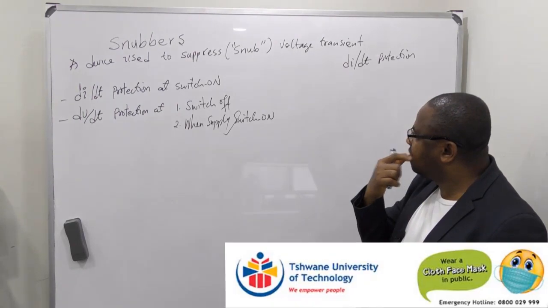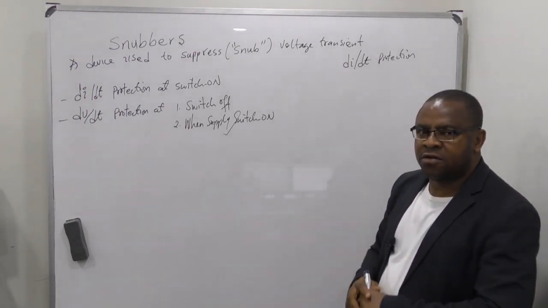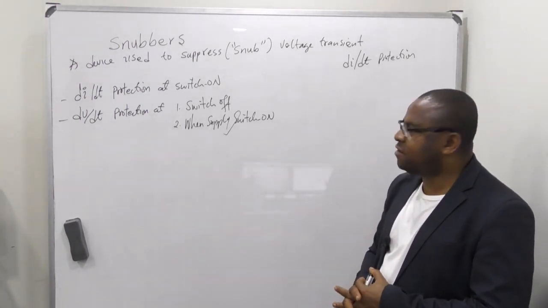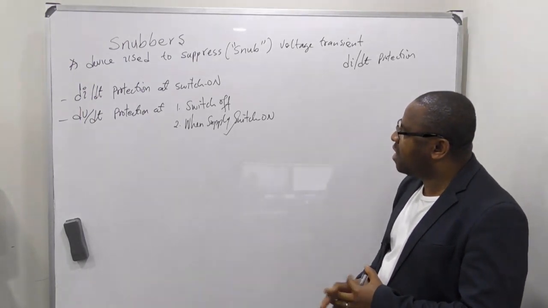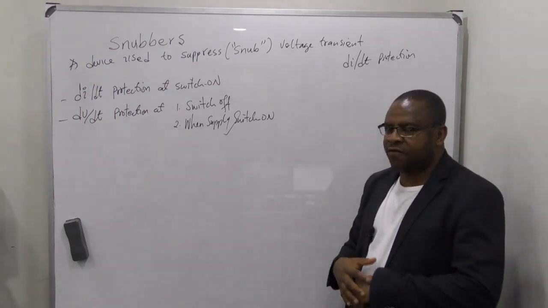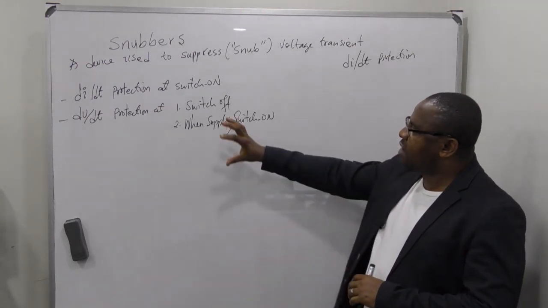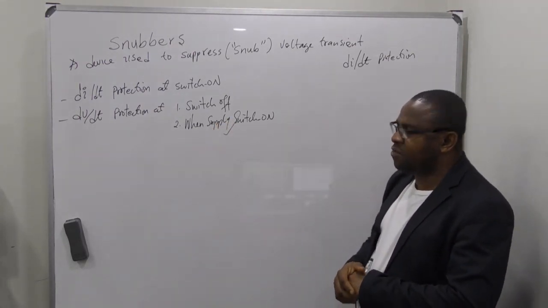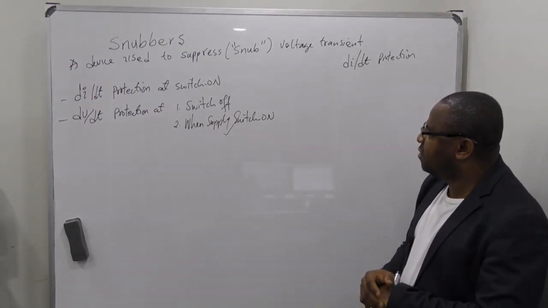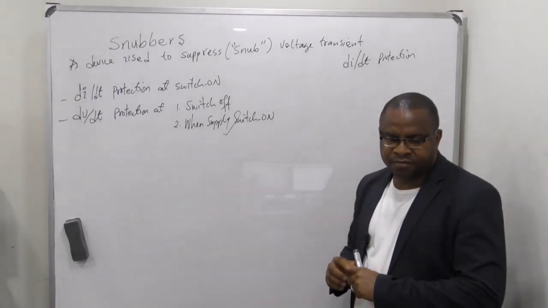This transient could be as a result of a change in current with time when you switch on your transistor or any of the semiconductor devices. Transients can also be as a result of a change in voltage with time when you switch off your transistor or your switch. We can also have a change in voltage with time, a dv/dt transient, when the supply switches on immediately.